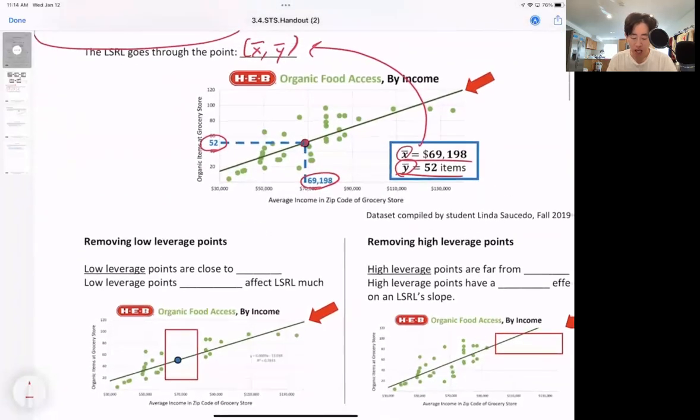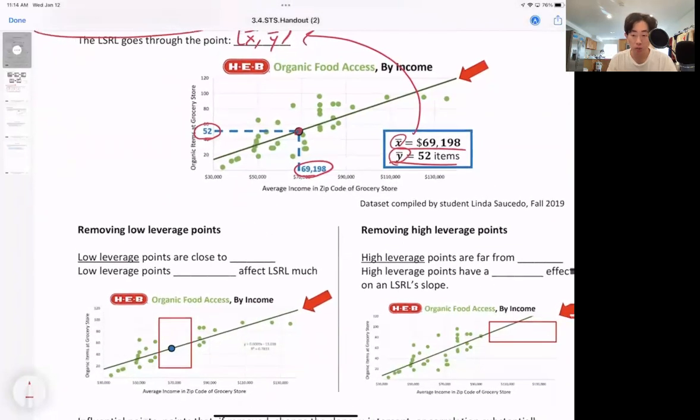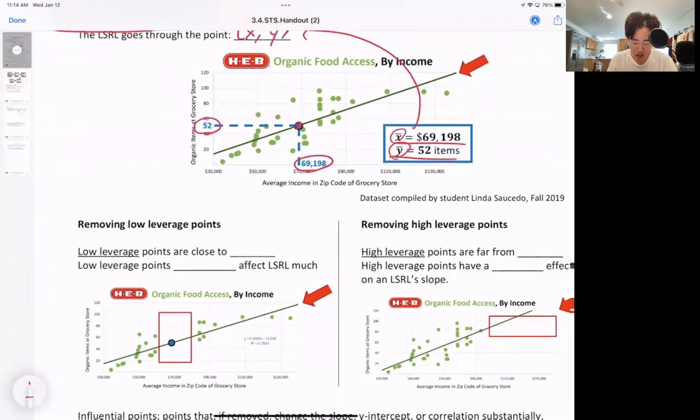All right. So now the leverage points and influential points. What's the difference? How do we determine them? Low leverage points are close to the mean of X, so I will just call it the mean. I always remember that low leverage is close to the mean as much as possible. Low leverage points don't affect the LSRL as much.